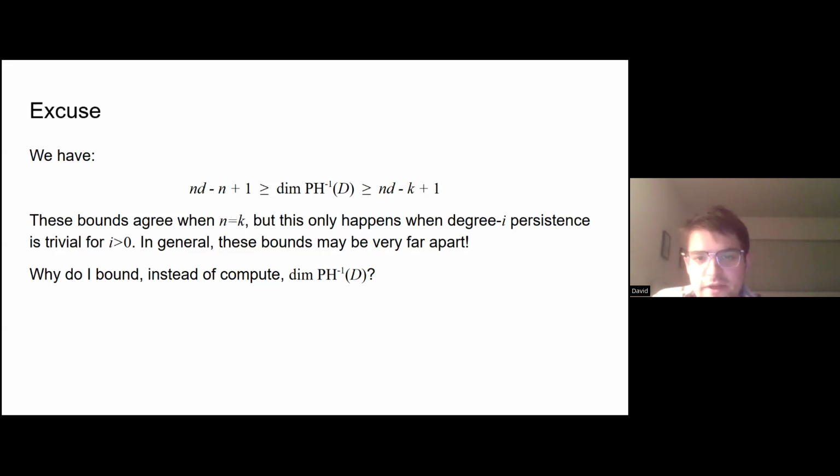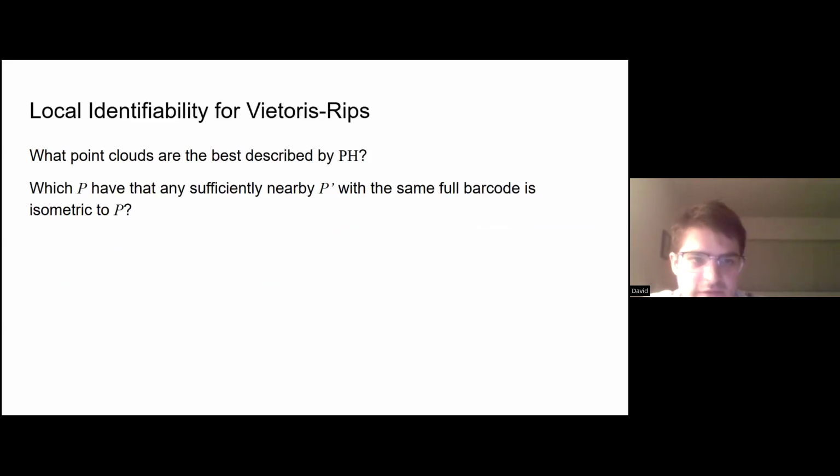So now I want to justify why I'm bounding instead of computing the dimension of this space. I want to justify that by looking at an easier problem and then showing that it's still kind of difficult. So instead, I'm just going to look at what point clouds are best described by persistent homology. For the time being, what I'm going to ask is which point clouds P have that for any sufficiently nearby P prime with the same full barcode, P prime is isometric to P?